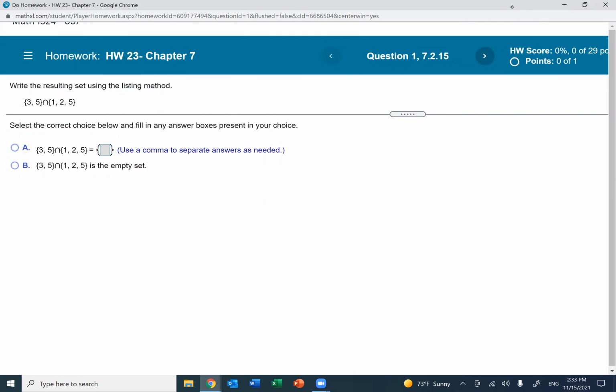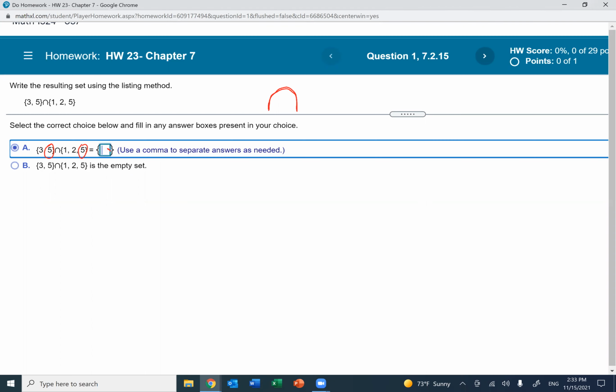Here we have two sets, the first one is 3 and 5, and the second one is 1, 2, and 5. And the question is, what is the intersection? The intersection is this symbol, which means what they have in common. In set 1 and in set 2, what is the number they have in common? Obviously, that's the number 5, because the first one has 5 and the second one has 5. So that's what I'm going to put in the answer box here, 5.